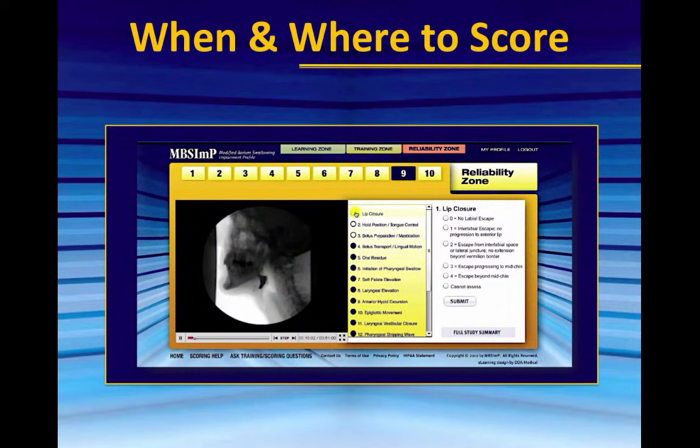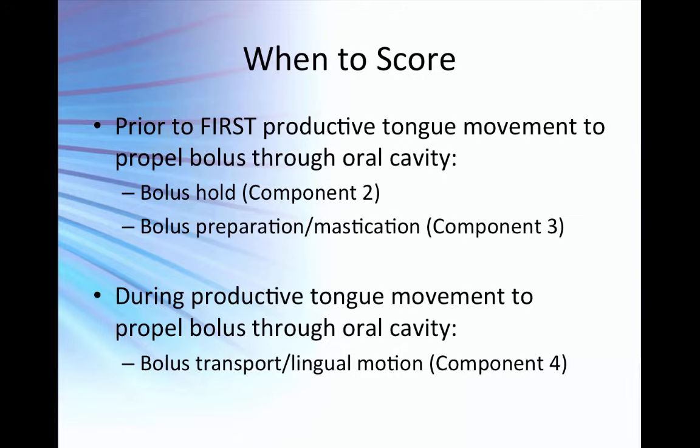So I would like to just review a couple of things about when and where to make your visual judgment or your score. This is really important for reliability. So a couple of key spots. When you're looking at component 2, for example, bolus hold, be sure to make your judgment prior to the first productive tongue movement to propel the bolus through the oral cavity. Once the tongue starts moving, you're on to component 4. So bolus hold before productive movement of the tongue.